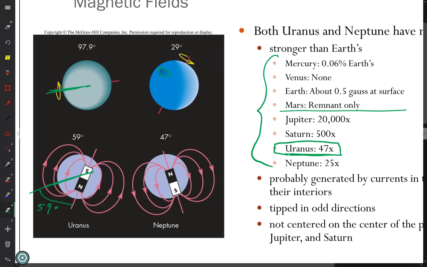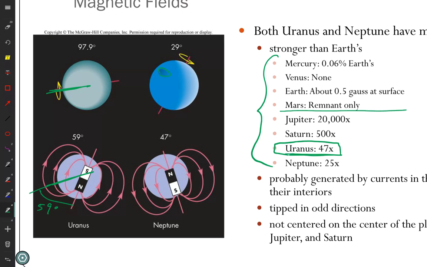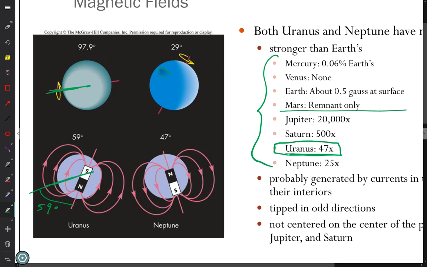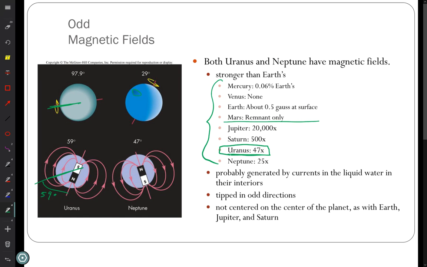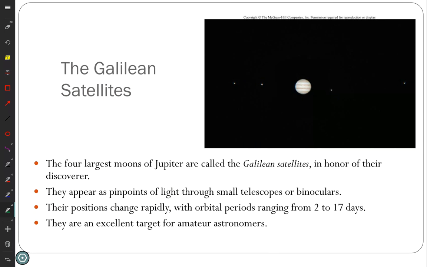Neptune has 25 times Earth's magnetic field. Notice Neptune's is the craziest of all in terms of the positioning of that bar magnet. So, well, I hope you picked up all kinds of cool things there, because I thought it was totally cool. Now we're going on to moons. That's all I'm talking about for Uranus and Neptune here.